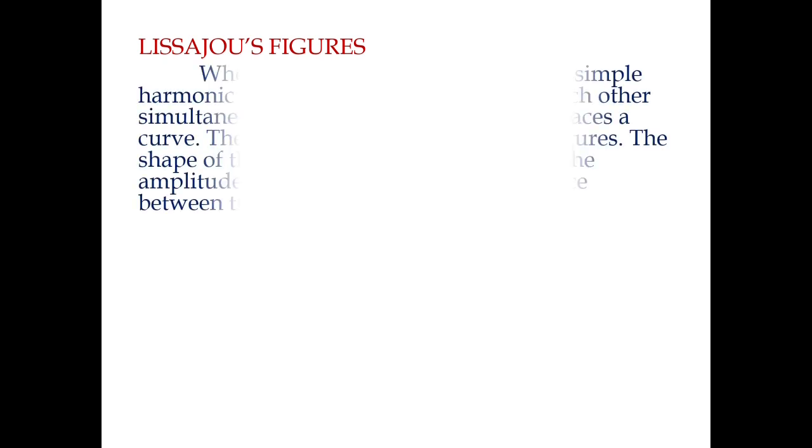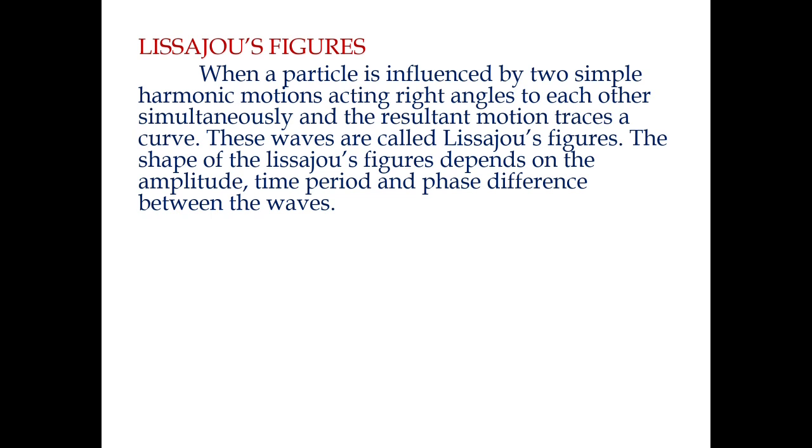So this is how a symmetrical ellipse will look, and this is a circle if the amplitudes of the two waves are equal, that is if a equal to b.